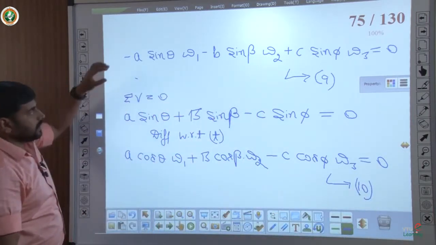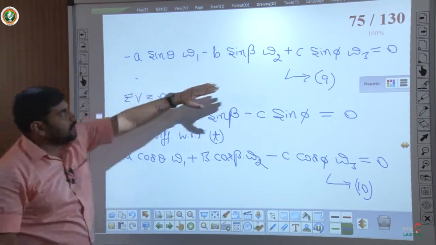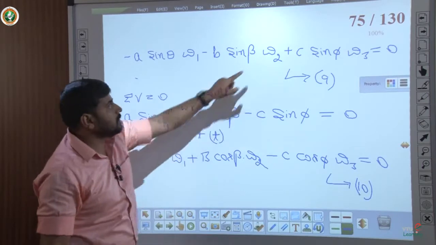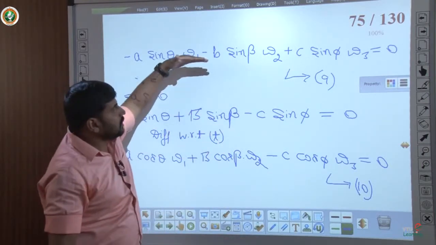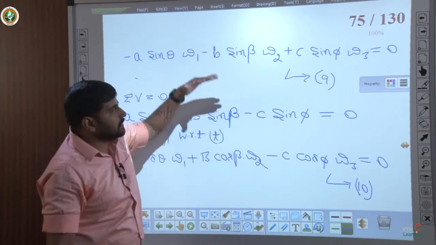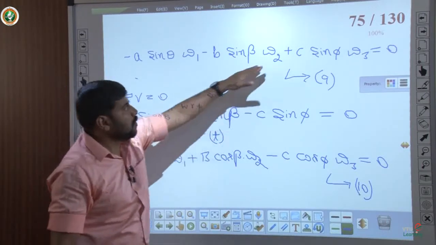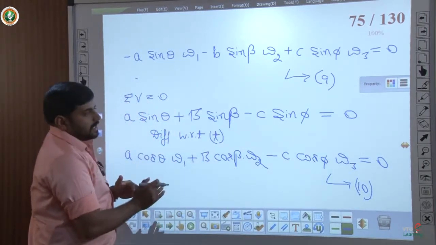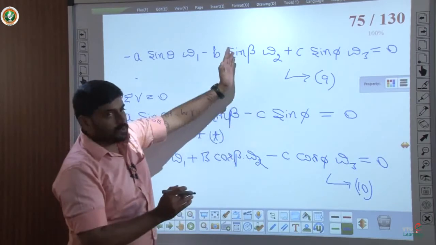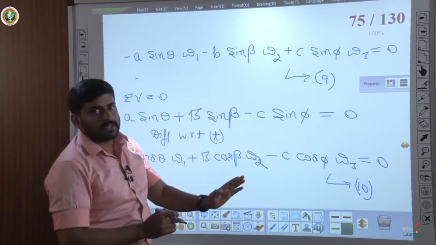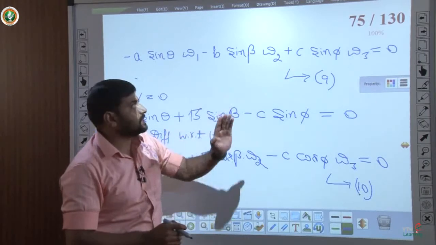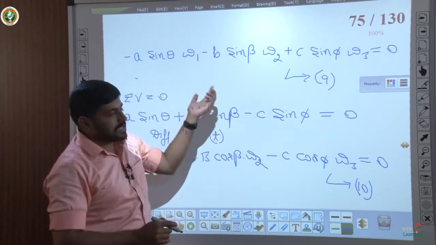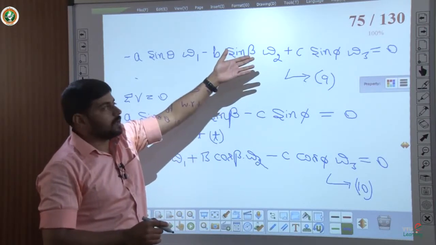So now my aim is to determine omega 2 and omega 3. We have two equations, equation 9 and equation 10. We have two unknowns, omega 2 and omega 3. Now I should solve two equations with two unknowns. So what we should do from this point is that I should eliminate omega 2 and find the value of omega 3 is the one set. I should eliminate omega 3 and find the value of omega 2 is the other set. Let me demonstrate one and you do the other yourself, but I will give the answer for one more.